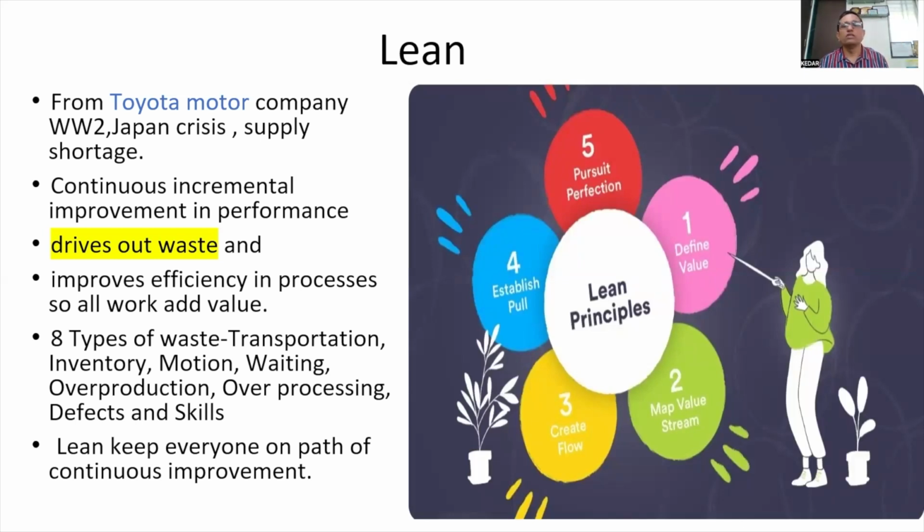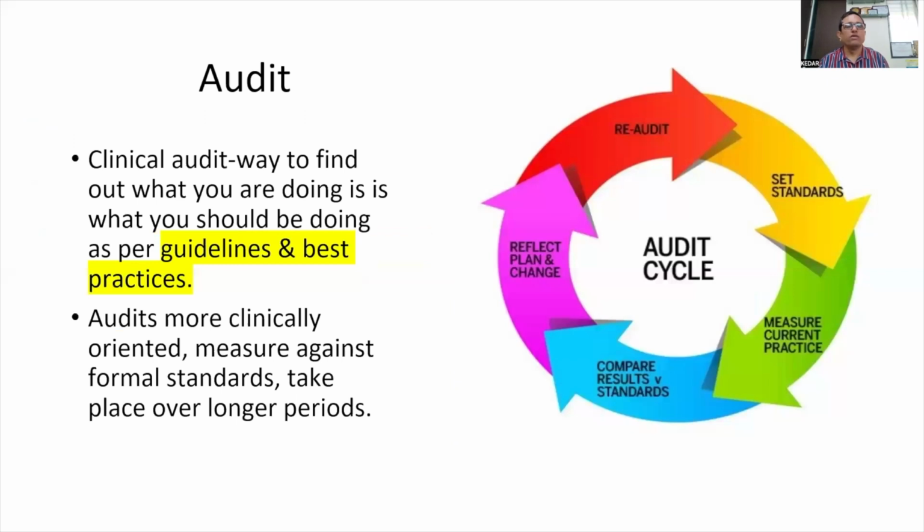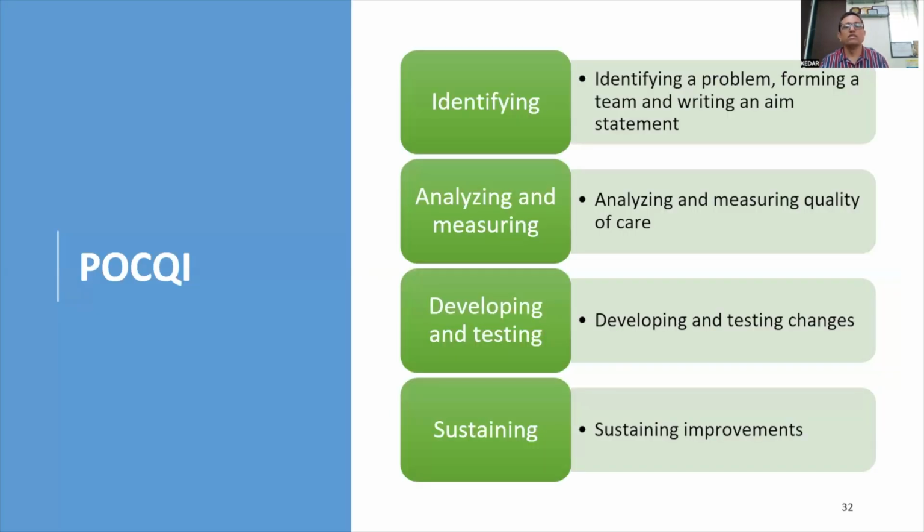So Toyota uses the lean principle for waste. Six Sigma is useful for decreasing variation and defects. Audit, you know, but audit only tells you what the current situation is. Kaizen is another methodology where you go to Gemba, that is, where the process work happens, the leaders go to the processes of care and look at the processes.